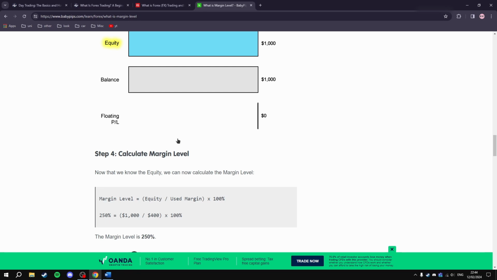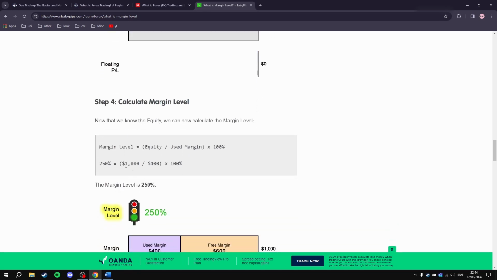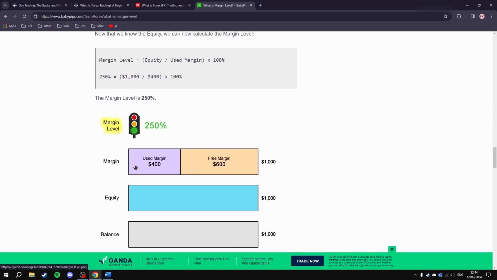This bit's new. Calculate margin level. Now that we know the equity, we can calculate the margin level. Margin level is equal to equity divided by used margin times 100%, which is $1,000 divided by 400 times 100%, equals 250%. The margin level is 250%.